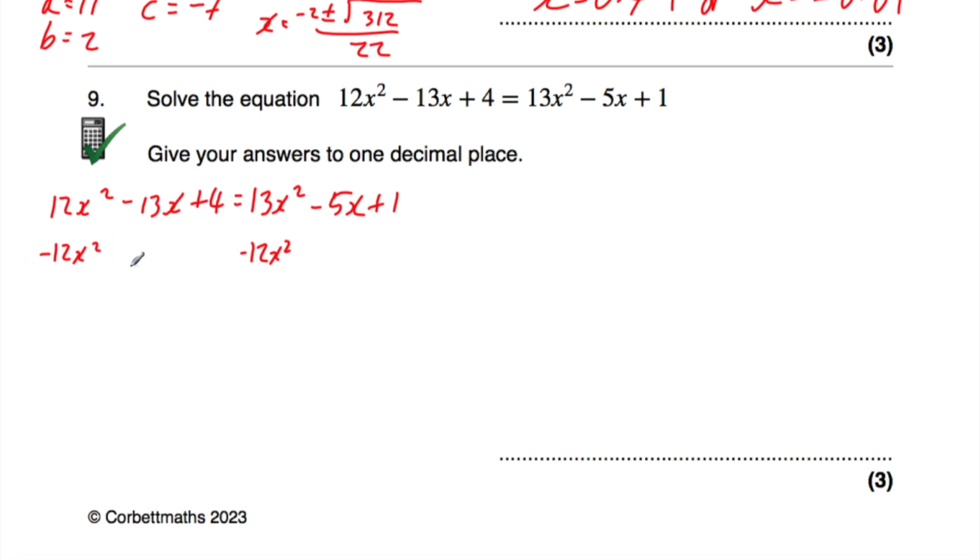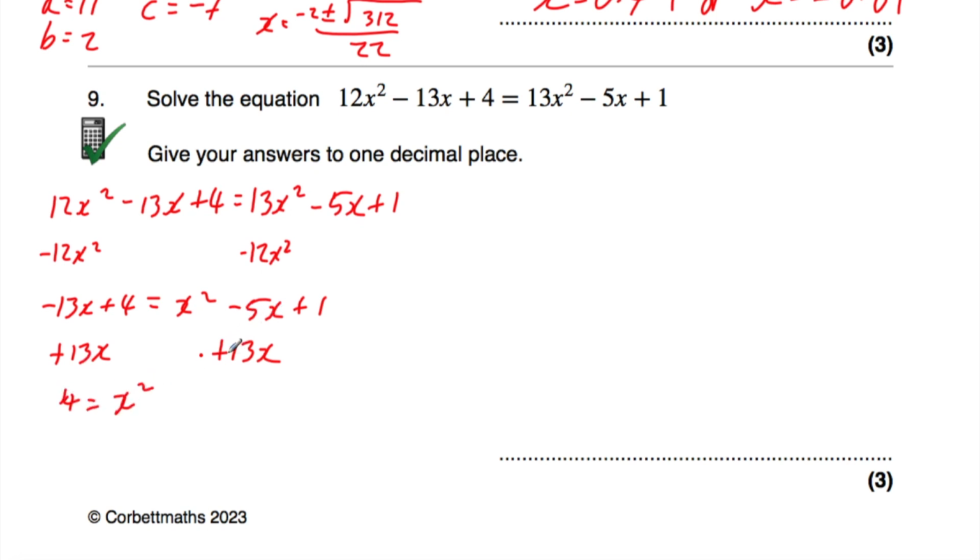side. So if we take 12x squared away from both sides, our left hand side would just become minus 13x plus 4, and on our right hand side we had 13x squared, we're taking away 12x squared, so it's going to be x squared, and we've still got our minus 5x plus 1. Now we want it to be equal to 0 on the left hand side, so let's add 13x to both sides. So our left hand side would just become 4, and on our right hand side we have x squared.